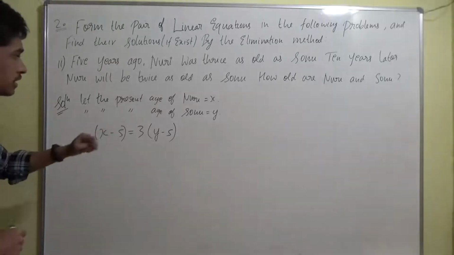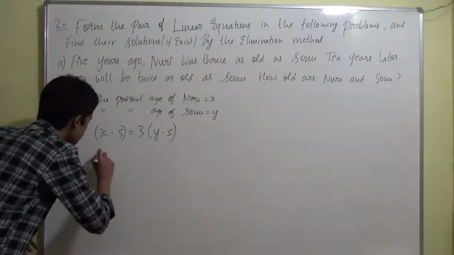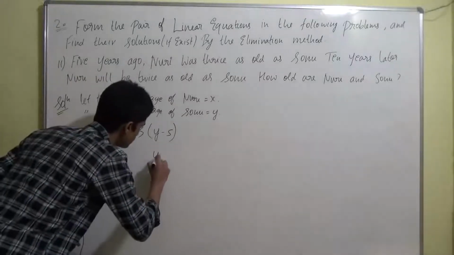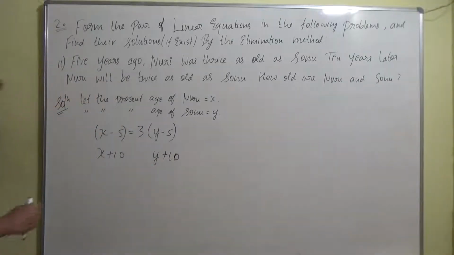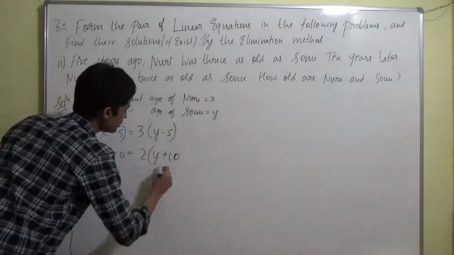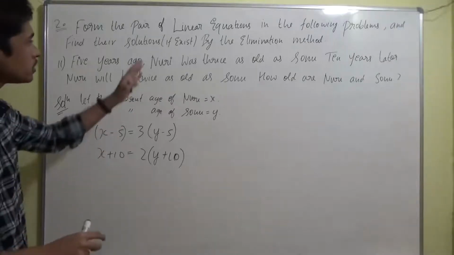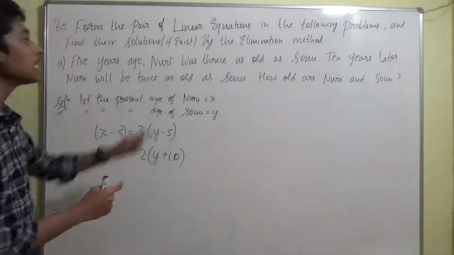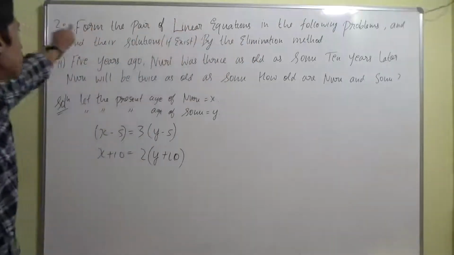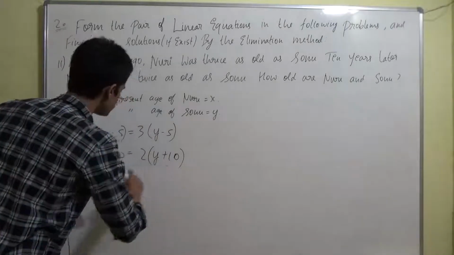From this you will get the first equation. Now let's see how you are going to get the second equation. 10 years later, which means X plus 10 and Y plus 10. 10 years later Noori will be twice as old as Sonu, right? So from this you got the second equation. That's it, guys. Now there's no need to even see the question. You have to just solve these two equations, find the value of X and Y by elimination method, because in the main second question itself, they have given that all the questions coming under this you have to do by elimination method. So that's it. We'll start expanding this first.